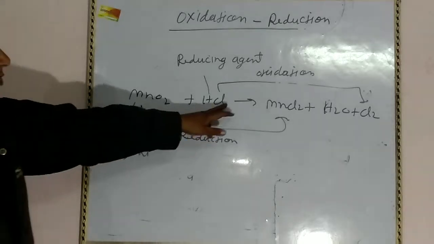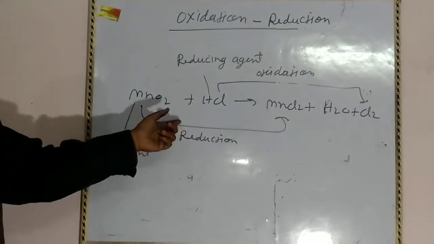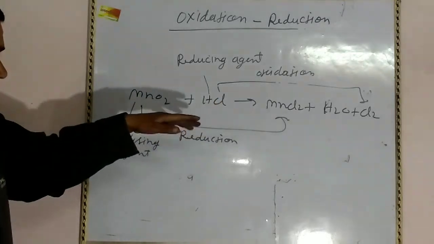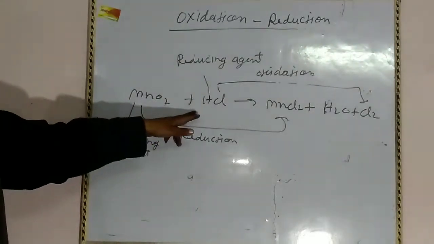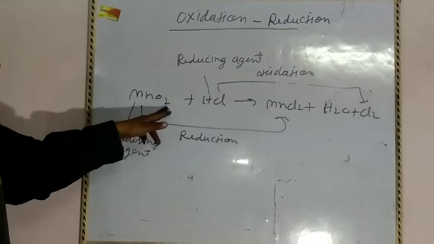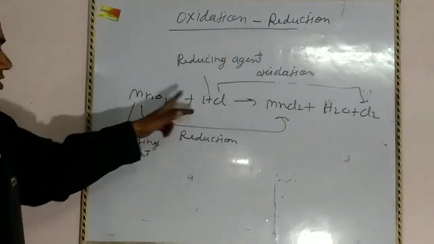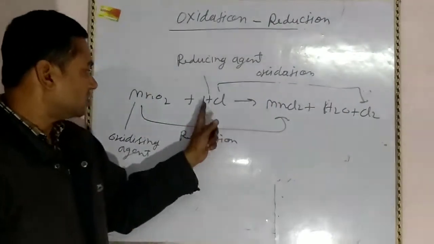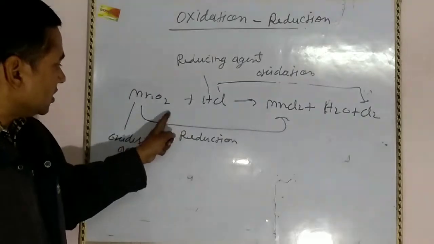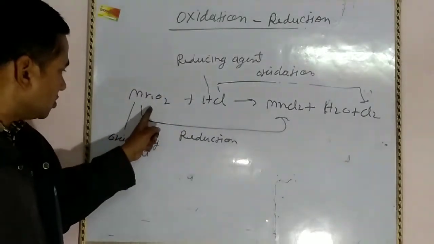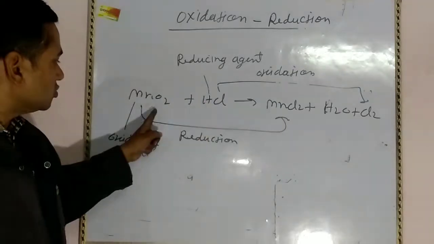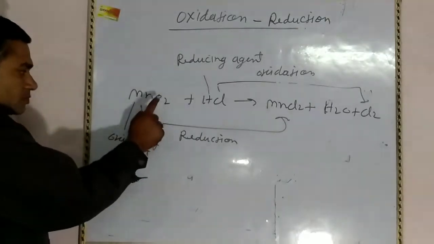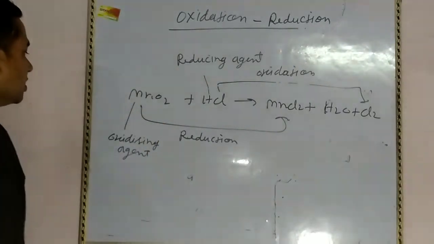HCl has been oxidized, okay, but it has removed oxygen. HCl has removed oxygen from MnO2. Okay, so oxygen combined with this H, and so it has reduced MnO2. HCl has reduced MnO2. This is the reducing agent because it has removed the oxygen of Mn oxide.